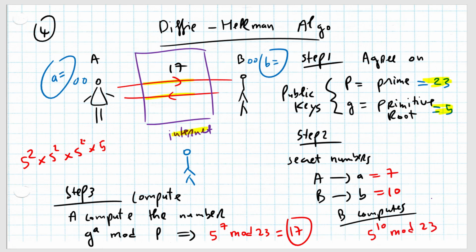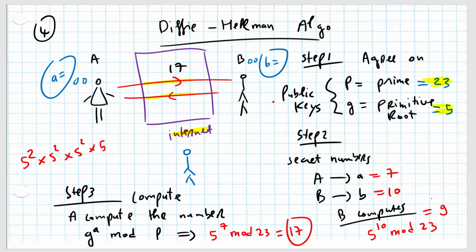Now, you already got 5 to the power 7, which is 17. Can you use that to find 5 to the power 10? I remember 5 to the power of 8 was 16. Okay. And 5 to the power of 2 was 2. So 16 times 2 is 32. So that would mean 32 minus 23. Was it 9? It's 9.